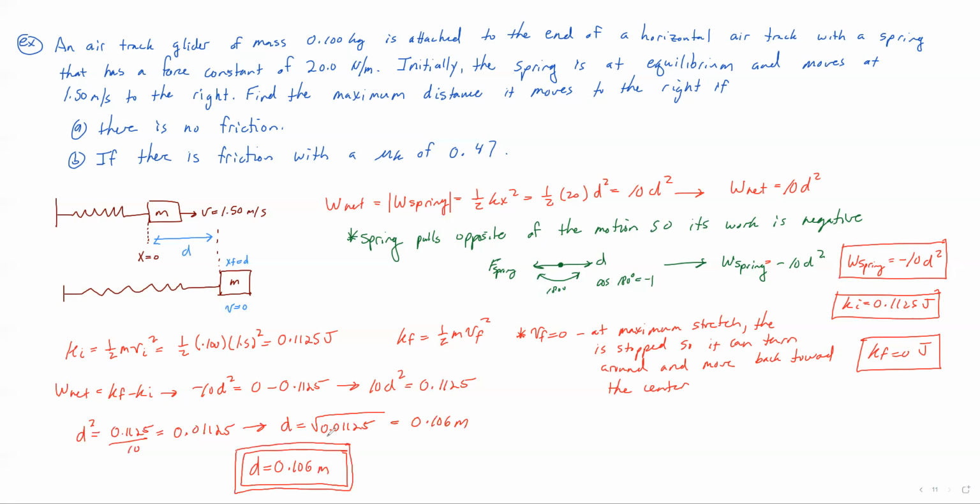Now we have to go on to part B, which is going to include the friction. So in part B, the work net now will equal the work of the spring plus the work due to friction. We know the work due to the spring is negative. Plus, we have to include the work of friction.